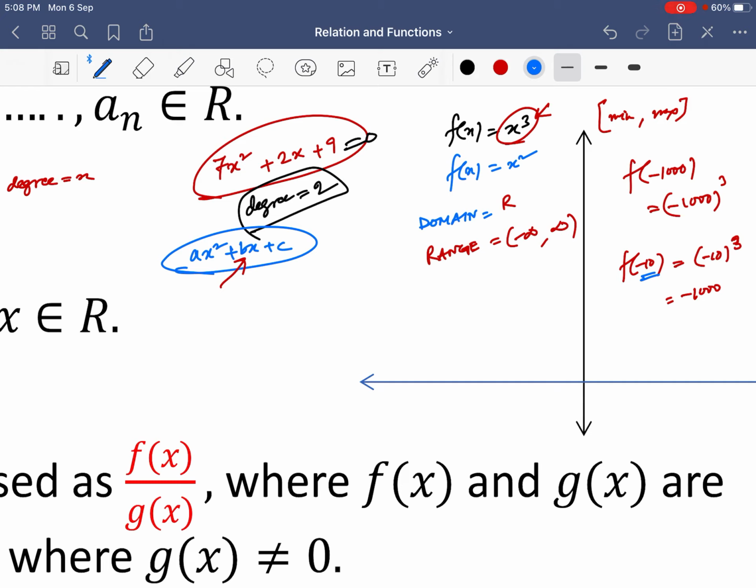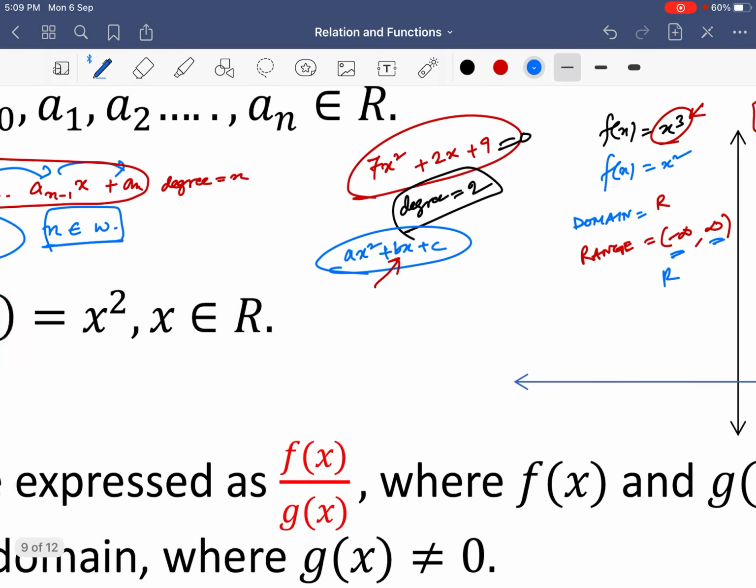So basically, if this one is small, then the output is very much smaller. So the minimum value will be minus infinity. And the maximum value will be the same way. If you increase this, the value will be its cube, like f of 1000, which is 1000 cube. So it is becoming cube times more. That's how the maximum value is infinity and the minimum value is minus infinity. So for a general polynomial, the range is R and the domain is R.